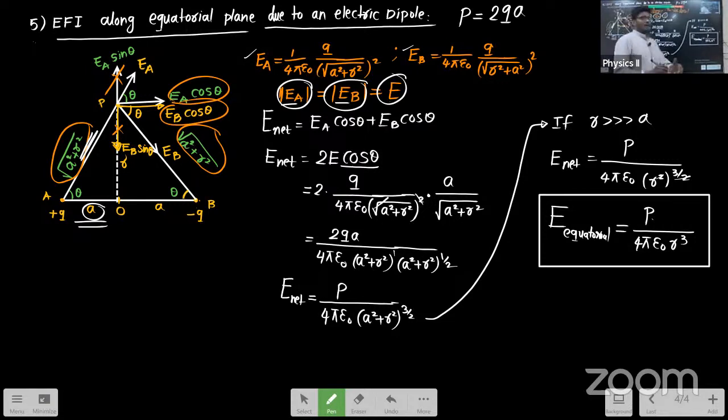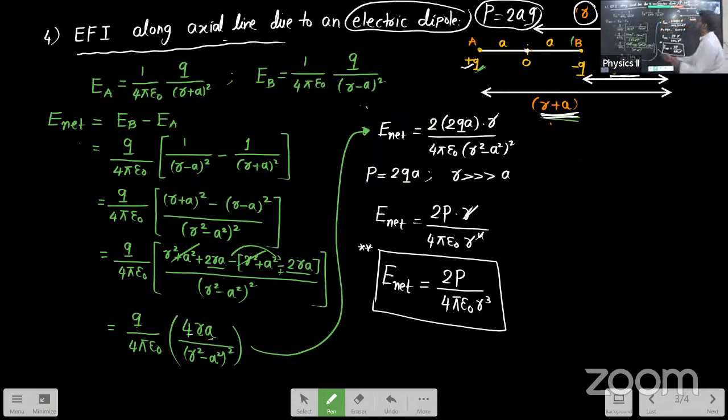So here we are finishing the concept of electric field intensity. In electric field intensity, we have discussed that electric field intensity is nothing but electric force acting per unit positive charge. Then we determined the electric field intensity due to a point charge. In today's class, we discussed the electric dipole, and we determined the electric field intensity along the axial line due to an electric dipole. So what is the final answer we got here? We got the final answer as 2P by 4 pi epsilon naught R cube.